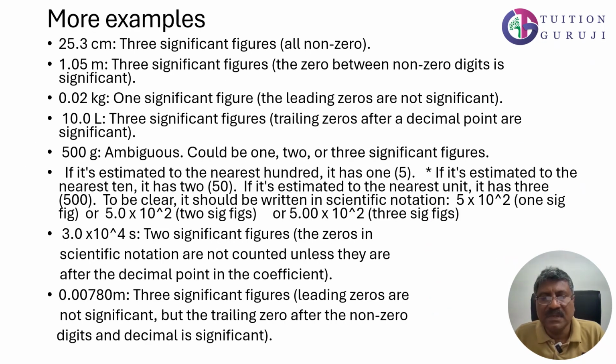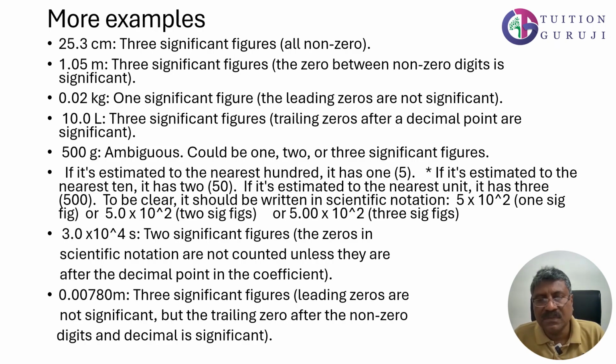25.3 centimeter has three significant figures, all non-zero. 1.05 meter will have 3 significant figures. The 0 between 1 and 5 is significant. 0.02 kilogram has only one significant figure, as the zeros here are not significant.